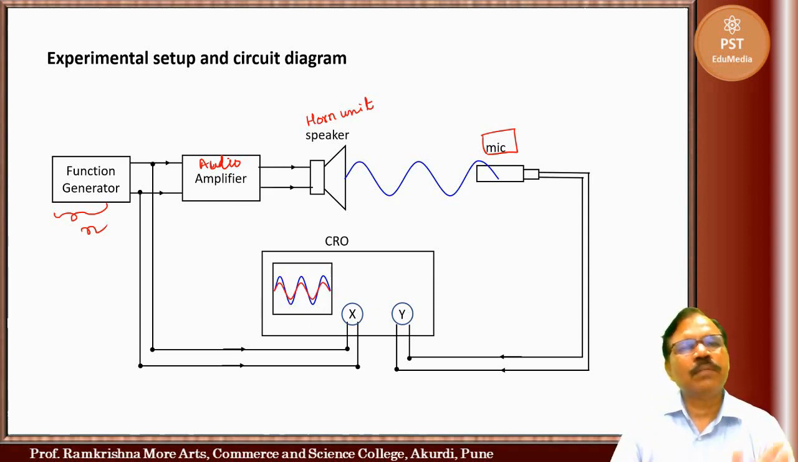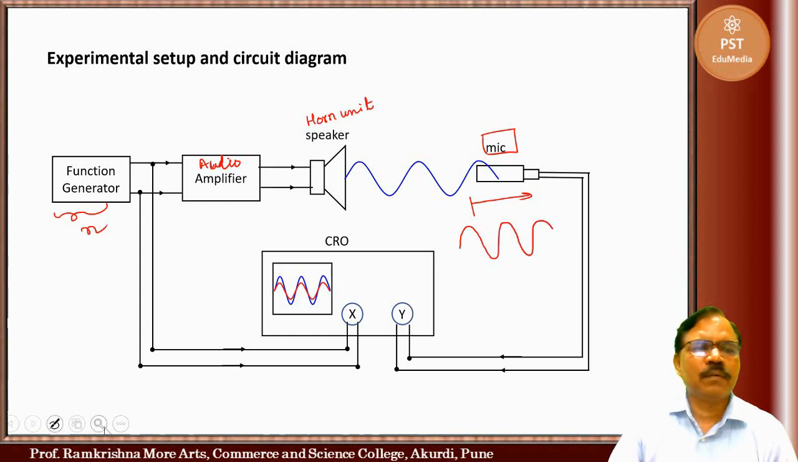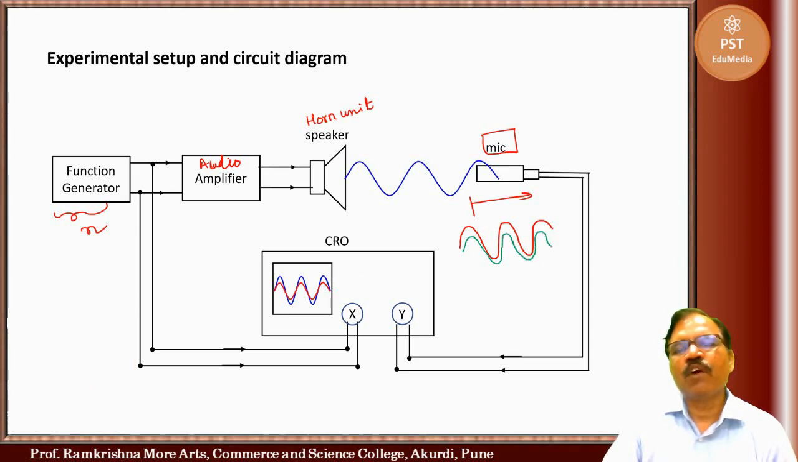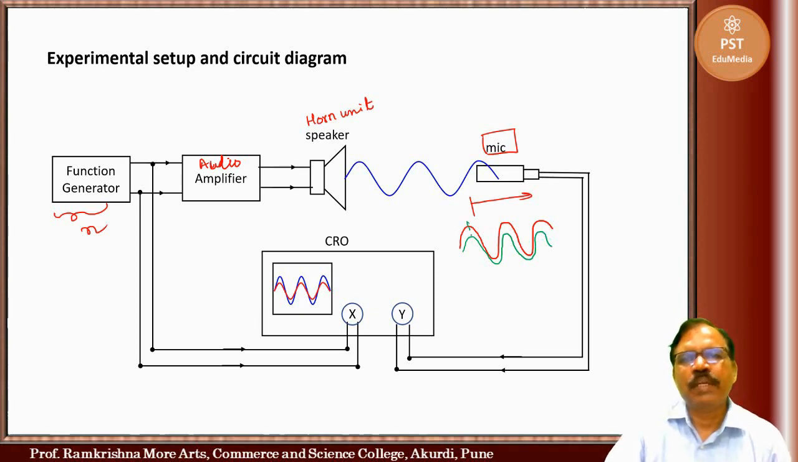Ideally, if the input is sine, the signal from the microphone must be a sine wave. And then vary this distance. So first move the microphone in such a way that, suppose this is the input signal on the CRO, vary, means change the position of the microphone in such a way that first the waveform of the microphone will match with the fixed waveform. So peak to peak matching.